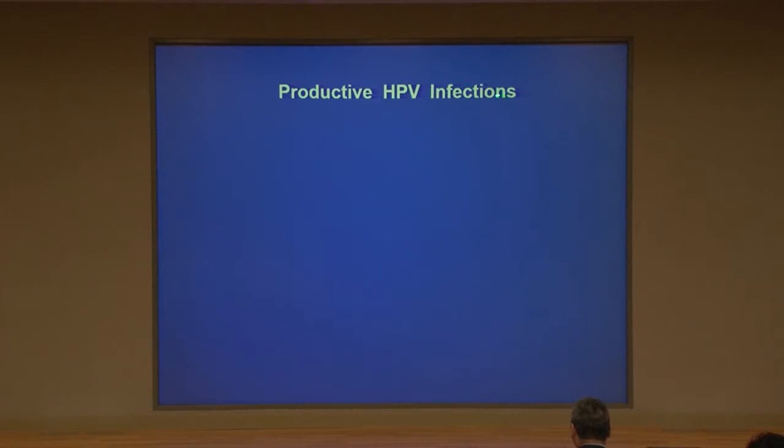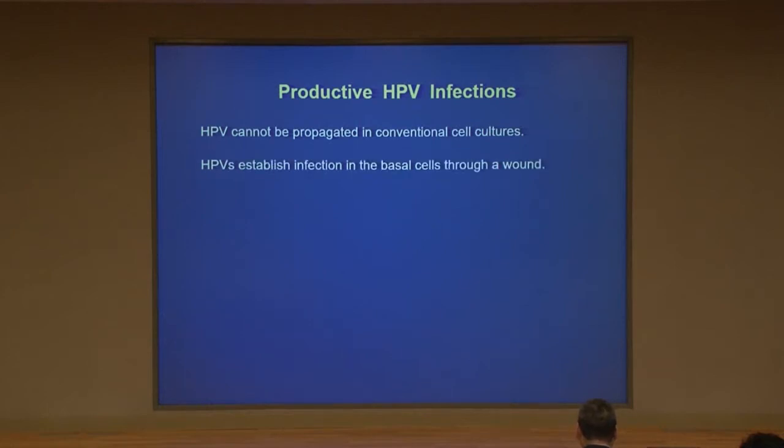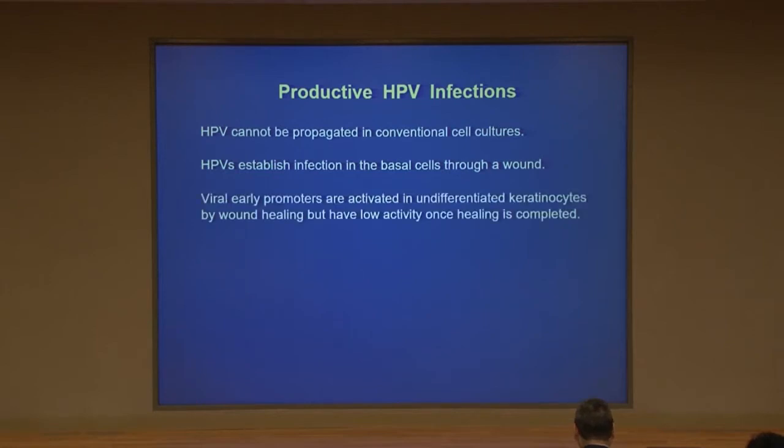Then the productive virus infection is a very difficult subject to approach. The virus cannot be propagated in conventional cell culture systems. From extensive research, we now know the virus establishes infection only in the basal cells of the epithelium, through a cut. Just having virus on the surface of your skin, if the skin is not broken, you're not going to get infected. Actually, it's very hard to get infected by HPV, except when you have wounds.